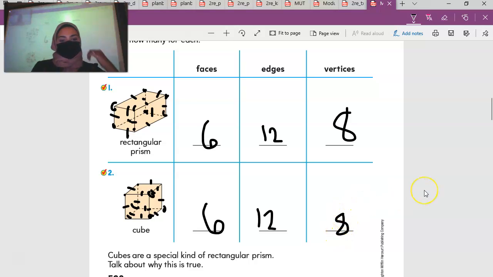Kind of the same as a rectangular prism, you're right. But the difference would be what? Who knows the difference between a rectangular prism and a cube? What's the difference, Rena?